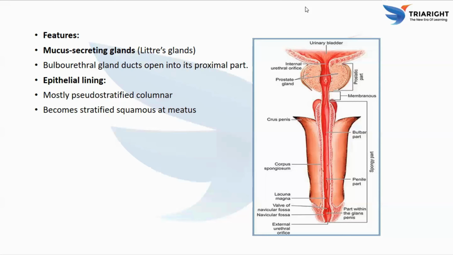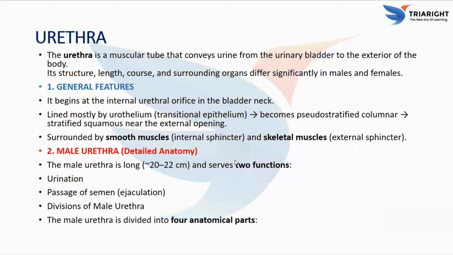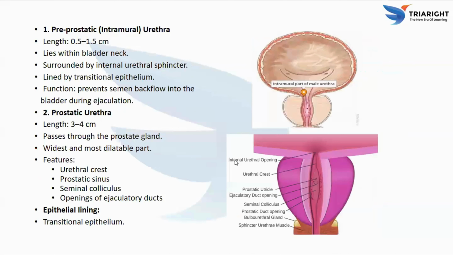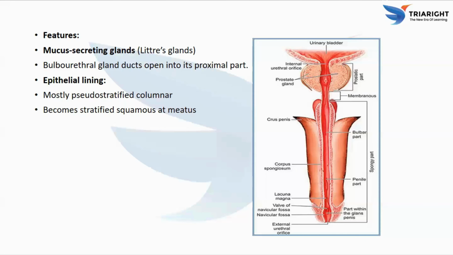And this is a clear picture of how the urinary bladder is connected to the penis in males and how they are related. So this is about the features and also the anatomy of the urethra.